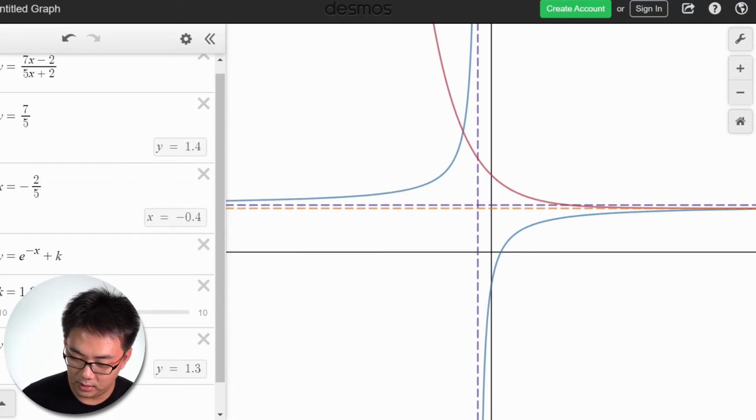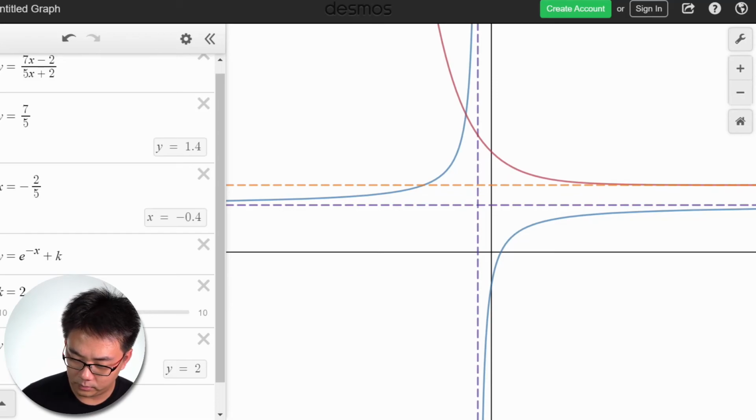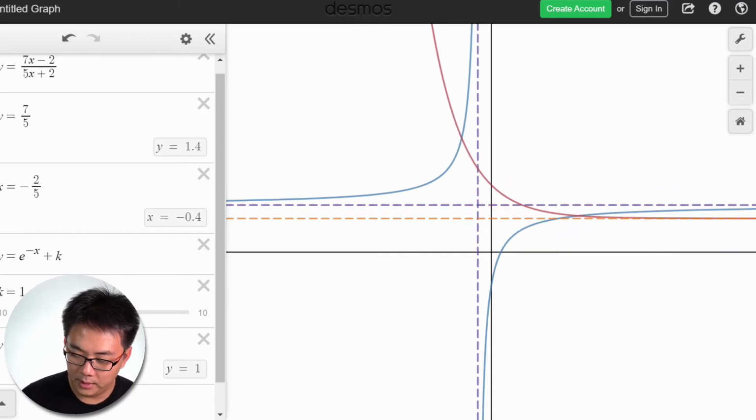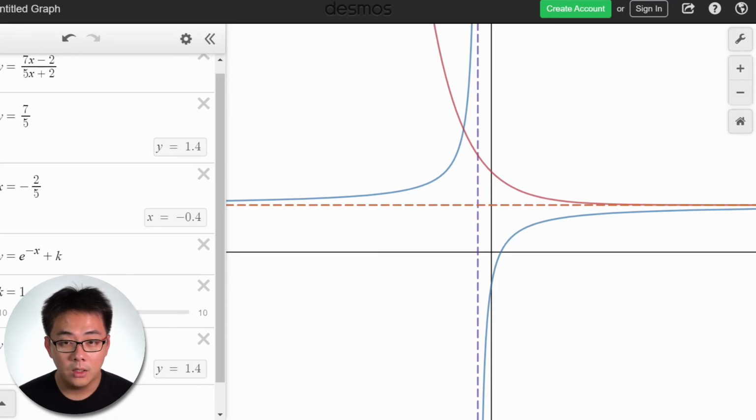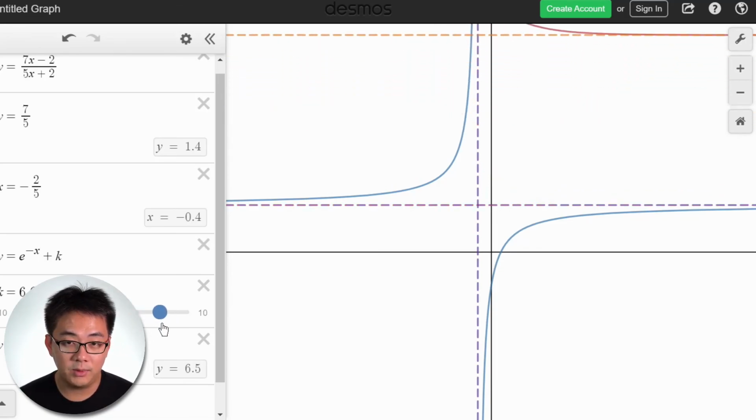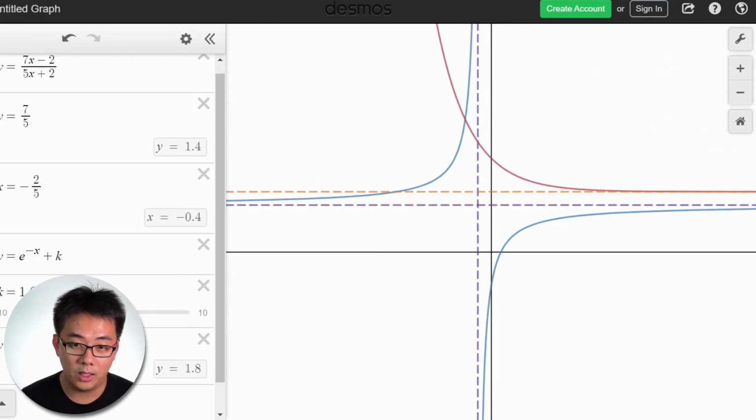is it exactly 1 or 2? 1. Okay, what is this? Oh, 7 over 5. It's actually 7 over 5. So when k is exactly 7 over 5, you will have exactly one root. So you just move up. Anything above here will have only one root.